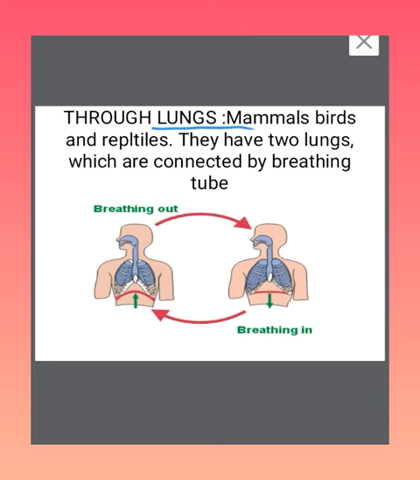Now how does it work? These are connected by a breathing tube, as I told you, to the nostrils. This side is the nostrils. Air is breathed in through the nostrils, from this side, and fills the lungs. The lungs become big when air enters. The lungs exchange the oxygen in the inhaled air with the carbon dioxide produced in the body. The air is then breathed out through the nostrils. So this is how it works, through lungs.